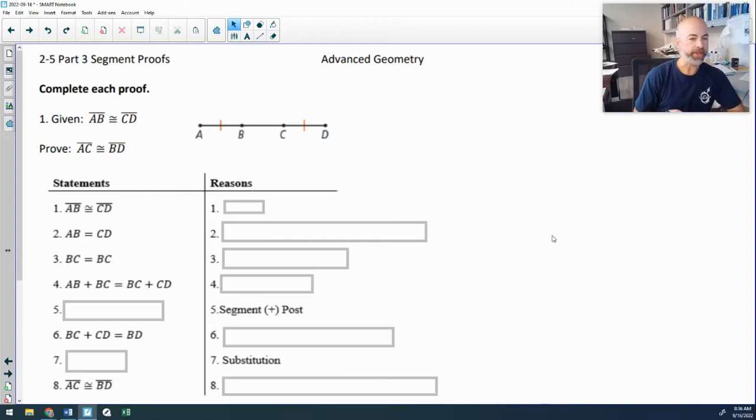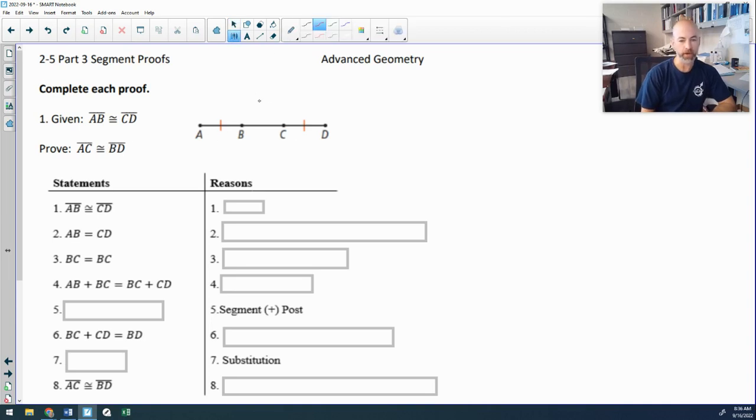Hello, geometry, continuing with proofs, and we are still in section 2.5, and this is day 3 of 2.5, and we're going to be looking at segment proofs in this lesson. So looking at number 1, we have the given information of AB being congruent to CD, and we are ultimately trying to prove that AC is congruent to BD.